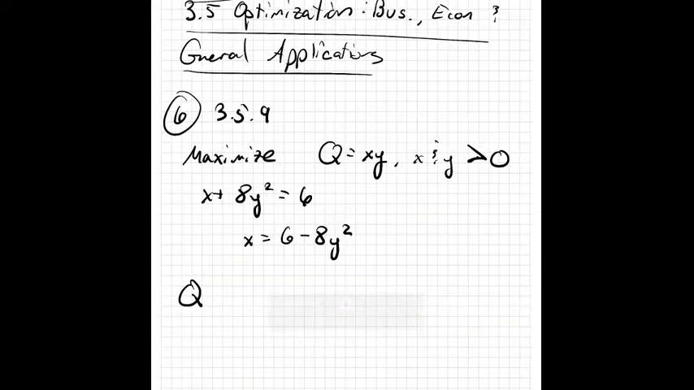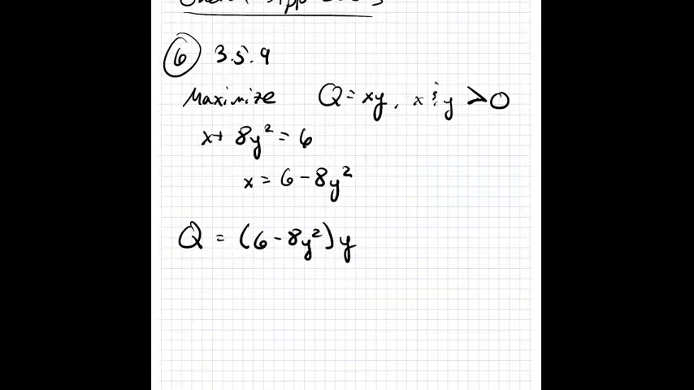So we're going to replace x with the function that we just found. Then q is equal to 6 minus 8y squared times y. So now we have q in terms of y, and we're going to find basically dq by dy, just q prime. Let's go ahead and distribute this y. I think that'll make it a lot easier.